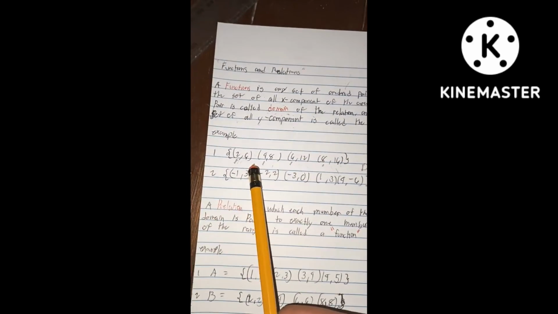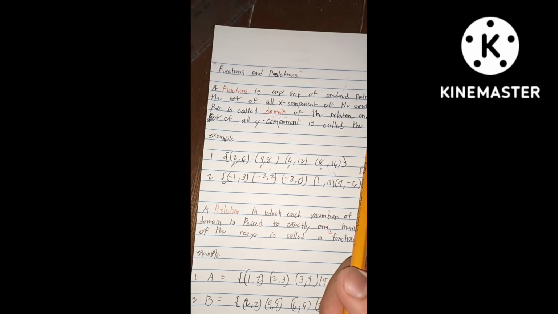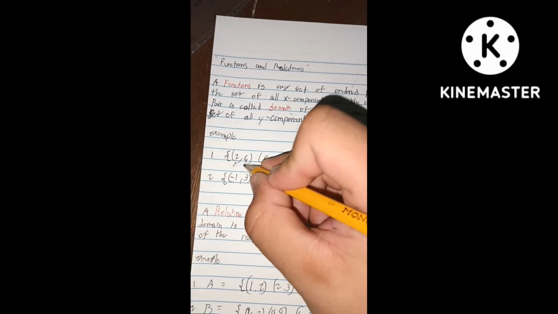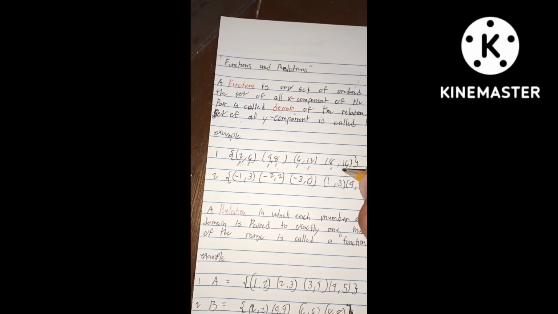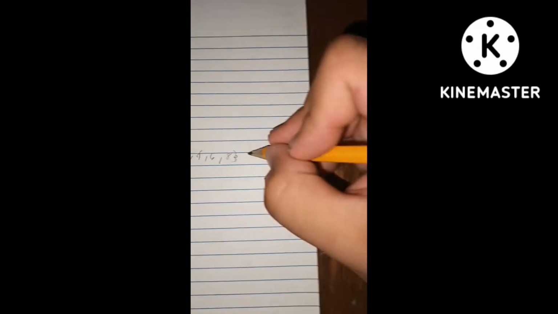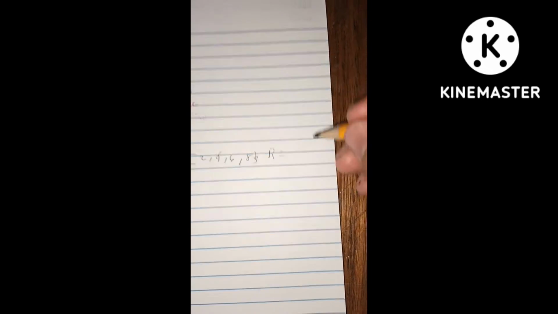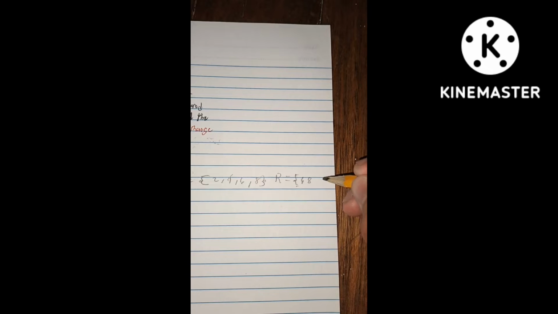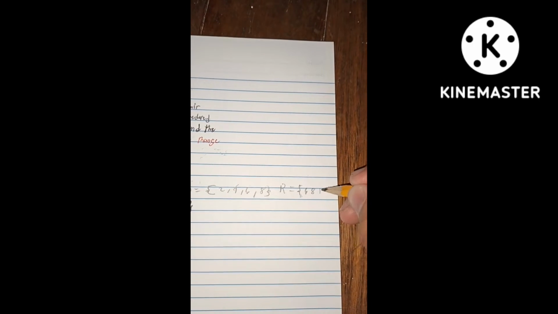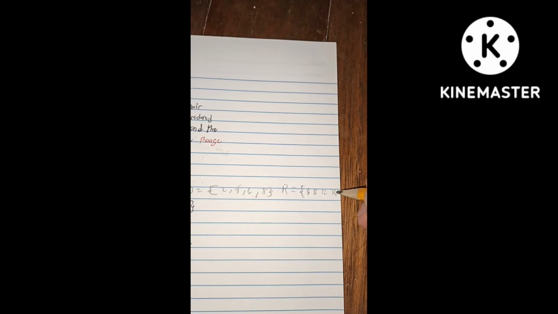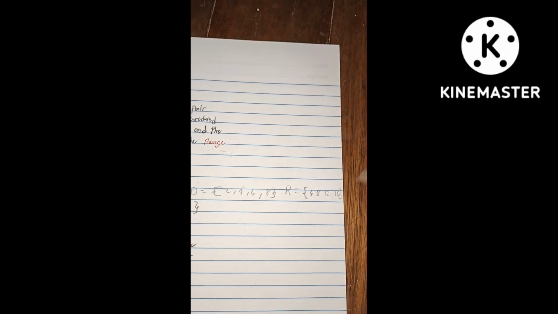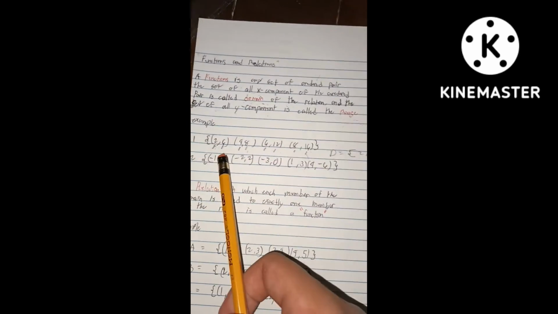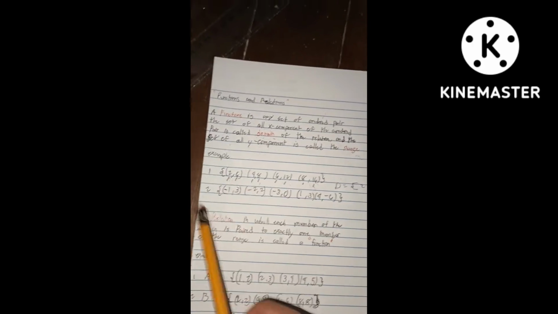Now we're going to find our range. All the range components are the y values. We have 6, 8, 12, and 16. So that's how you find the domain and range of a function.